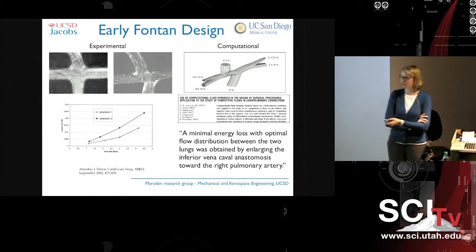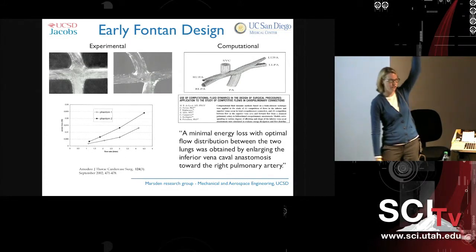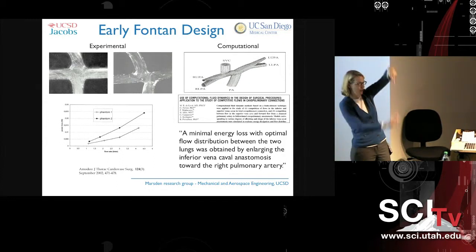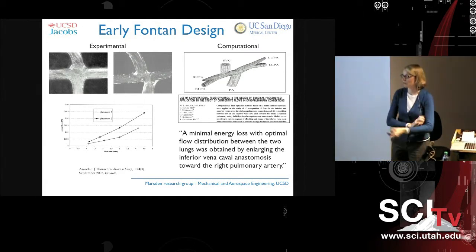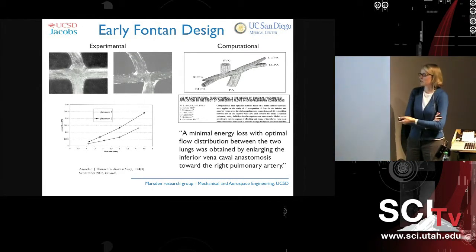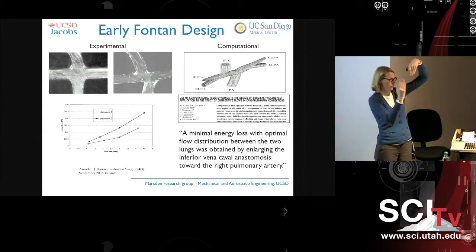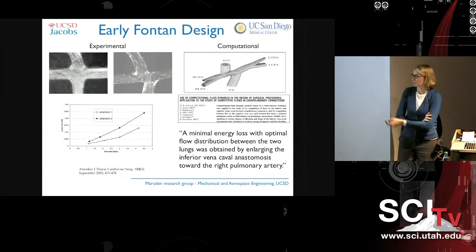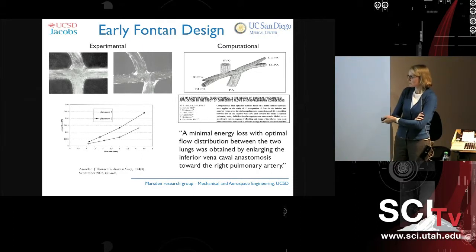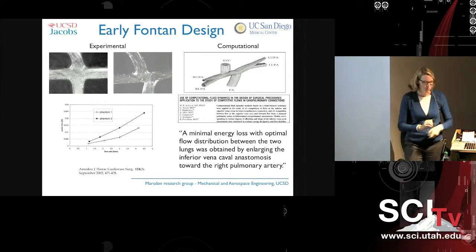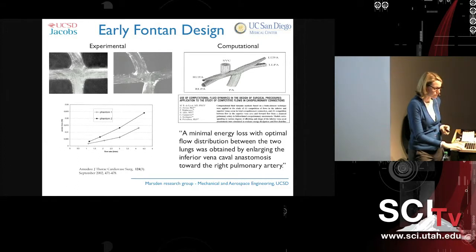So initially, the surgeons were connecting the Fontan junction in a T where the superior and inferior vena cava flow impinged directly with these two jets coming directly towards each other, right? And so then the modeling showed that you could reduce energy loss by putting in an offset, so doing this, like the one shown here. And so the surgical community started doing this.